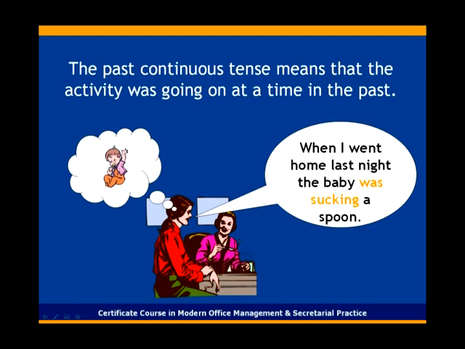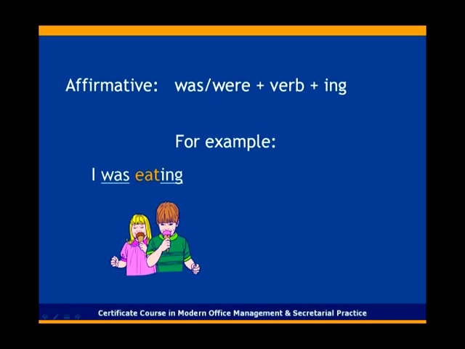We will look at some rules for the formation of verbs in the past continuous tense. When the statement is in the affirmative, we use was or were plus the verb plus ing. For example, I was eating. They were eating ice cream.